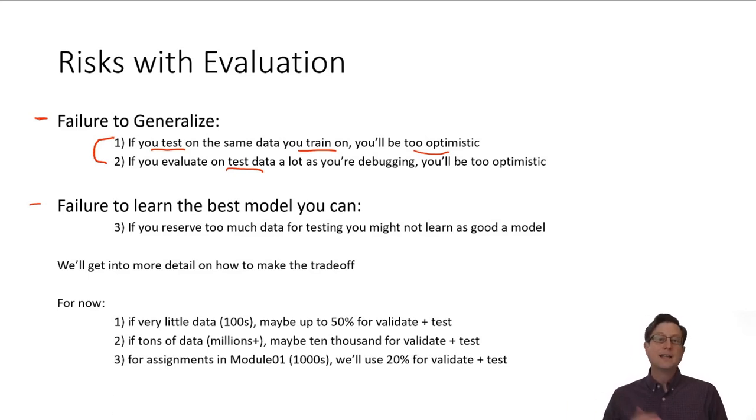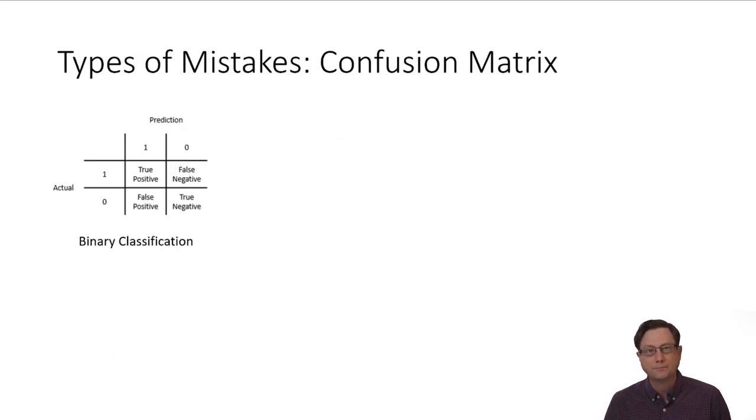And then for the assignment in module one, the SMS spam classification task with thousands of samples, we're going to use 20% for validate and test. So I think it's 10% each, something in that ballpark. Anyway, those are just some simple rules that can get you started. If you come to a new problem and you don't know what to do, use some heuristic like that to get going and then start to bring in the more rigorous tools as you need them.